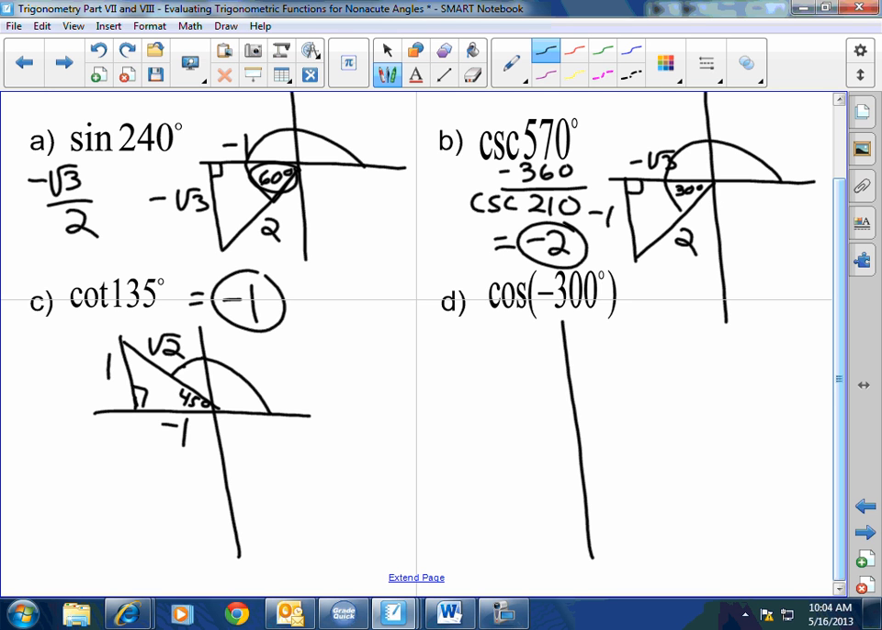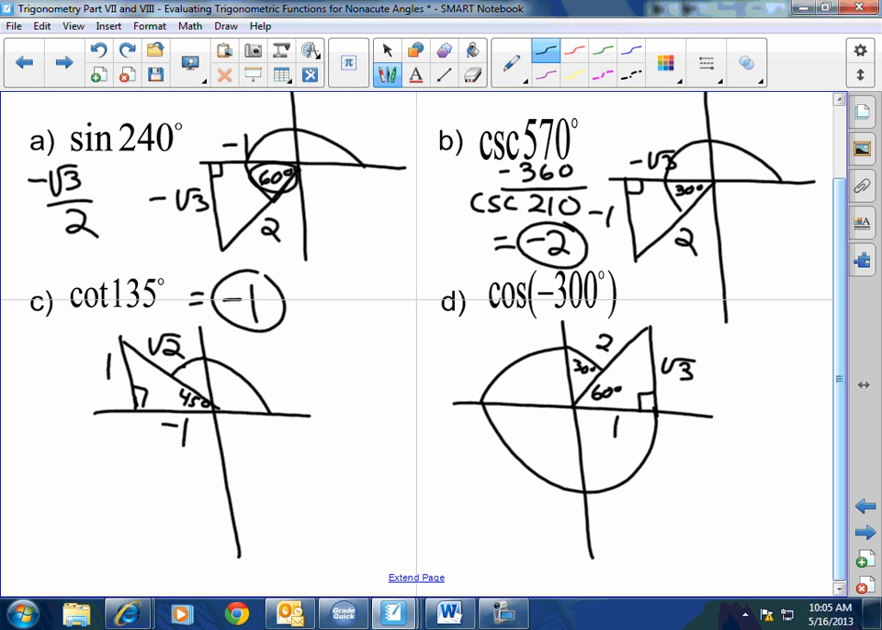Cosine of negative 300. Pay attention. I got 180, 270. Just bear with me, guys. So 270, 30 more. Now, remember, my reference angle comes this way with the x-axis. So what's my reference angle? No. If this is 30, this is 60. Remember, that's square root of 3, 2, 1. What's the cosine of negative 300? Adjacent over hypotenuse, so 1/2. Does that make sense, guys?